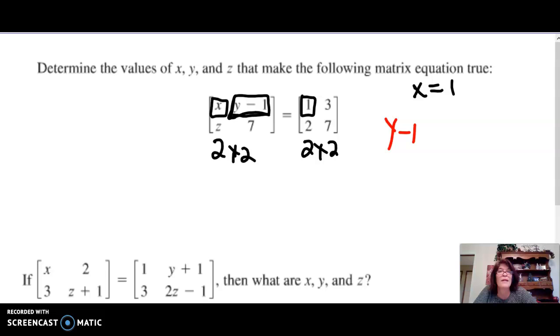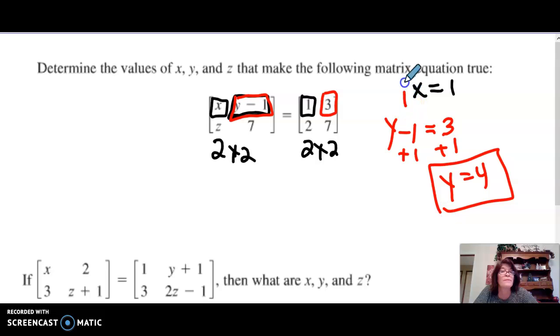And why can't I get the red there? And it's 3 in this matrix. So y minus 1 has to equal 3. And then we just have a nice quick algebra 1 equation to solve, right? Y equals 4. So that wasn't bad. X equals 1, Y equals 4.